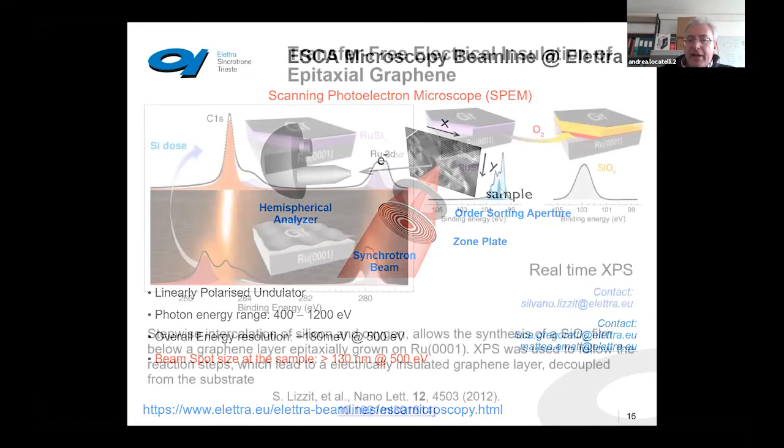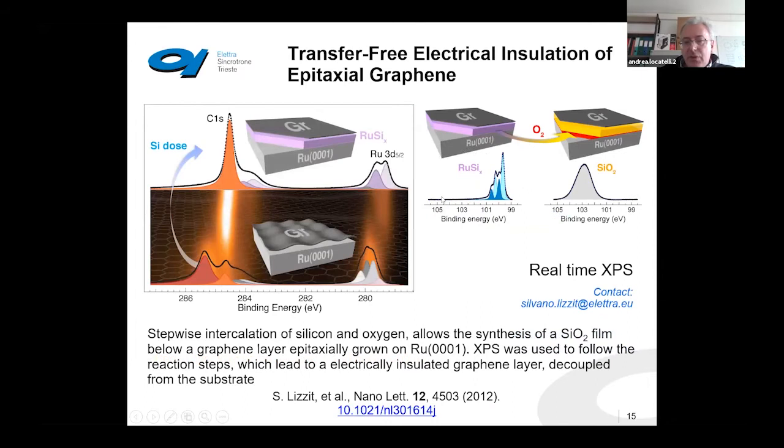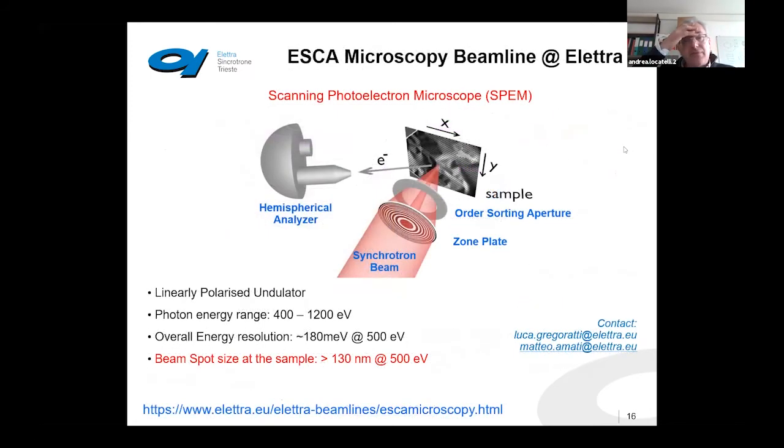So a very complex experiment, which basically starts from clean graphene over ruthenium, and then forms ruthenium silicate, and then by exposure to oxygen creates silicon oxide under graphene. And this kind of layer can be, at least in principle, transferred onto a different electronic device.